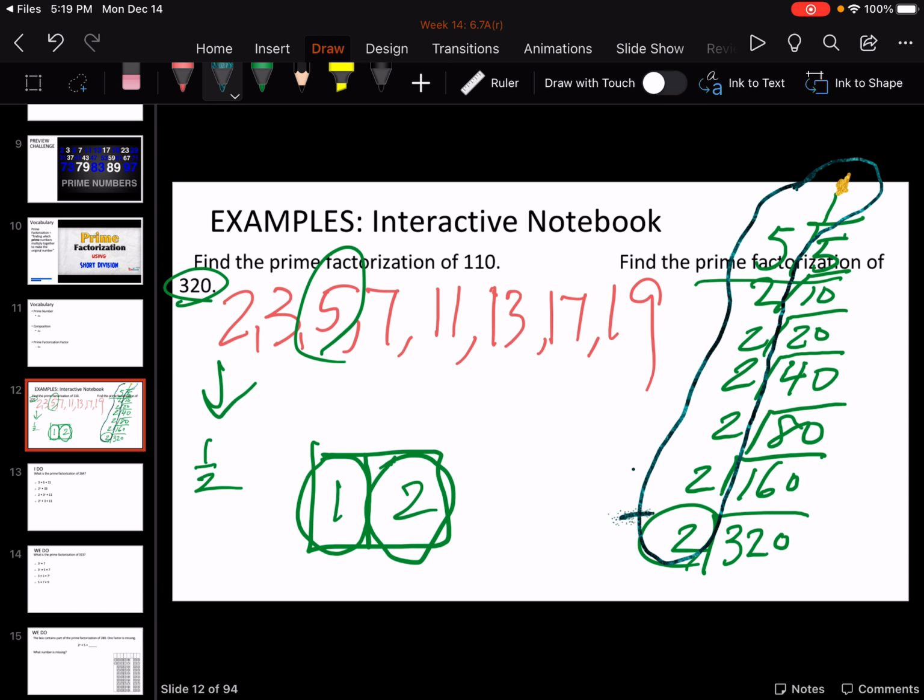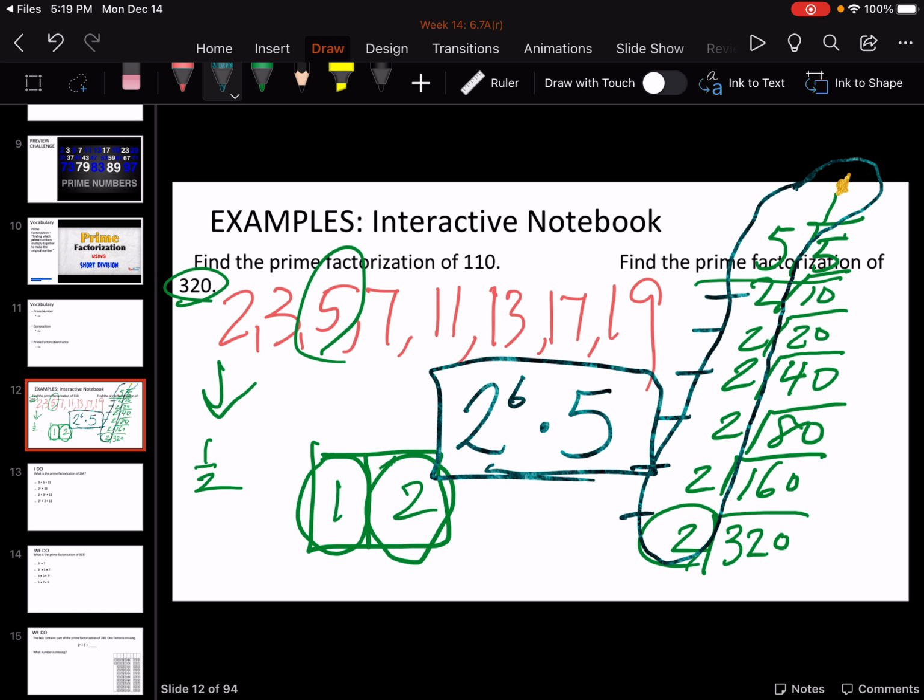So I have 1, 2, 3, 4, 5, 6 2's. 2 to the 6th power times 5. It's just like what we did the first time. So sometimes the cake method could be better, sometimes the Christmas tree can be better. It's just your preference. I hope this has helped you.